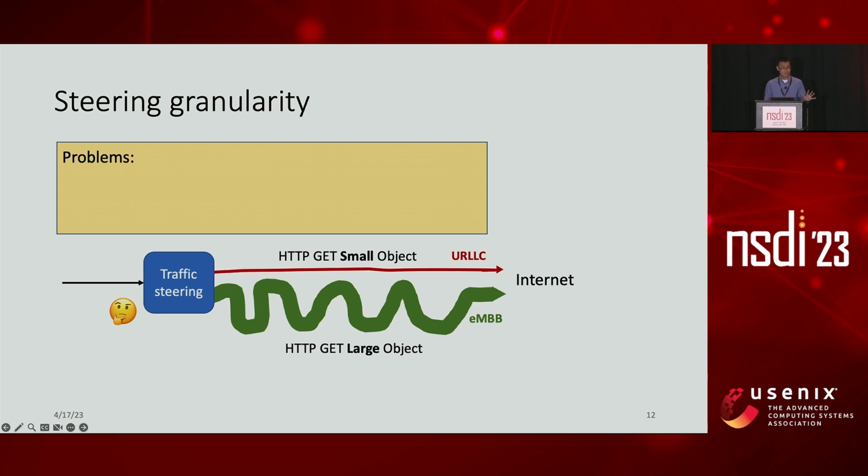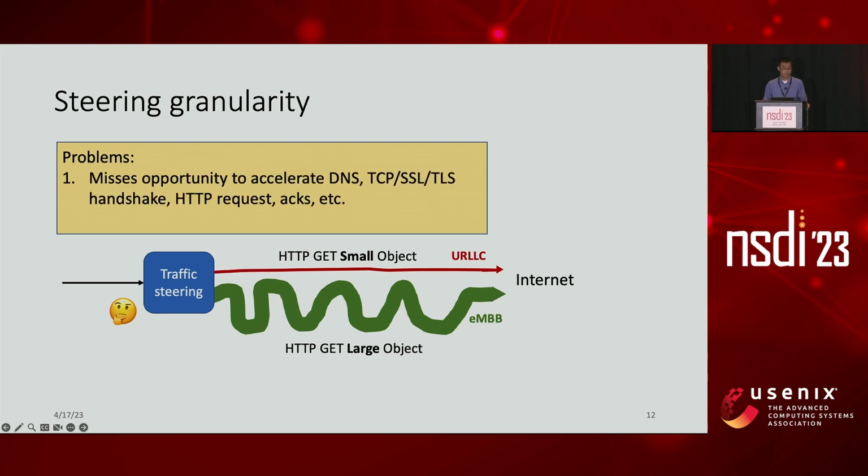However, there are some problems with this. First, we miss the opportunity to accelerate the latency-sensitive operations within the HTTP request itself, which are DNS, TCP connections, the HTTP request, and so on. Second, it also requires application-level information, and we want to avoid that because we don't want to modify the applications. This means that we should steer traffic at a finer granularity, which is steering in the network layer.